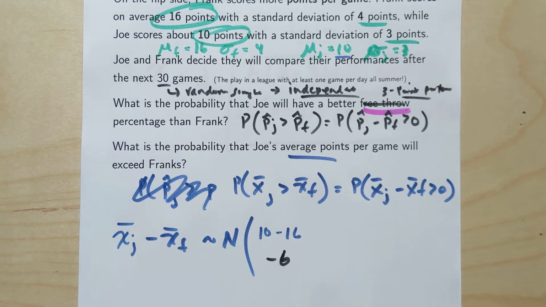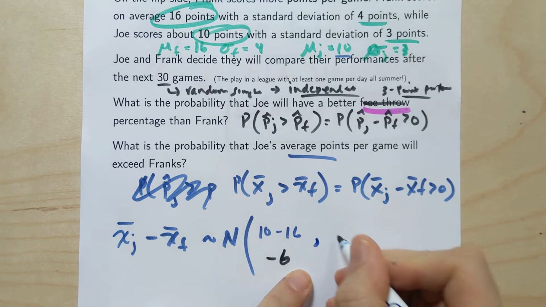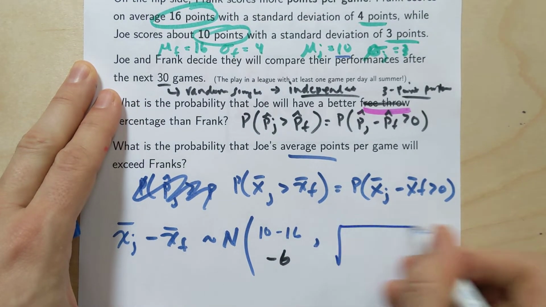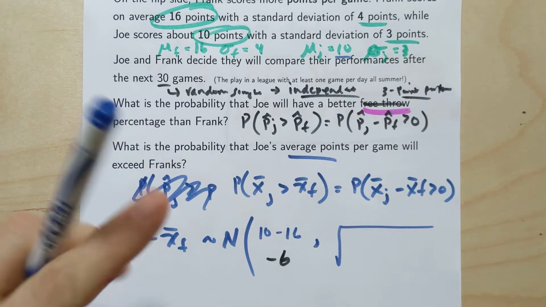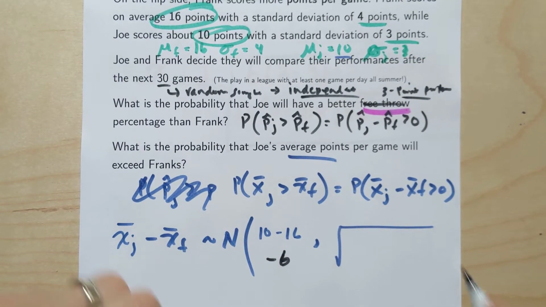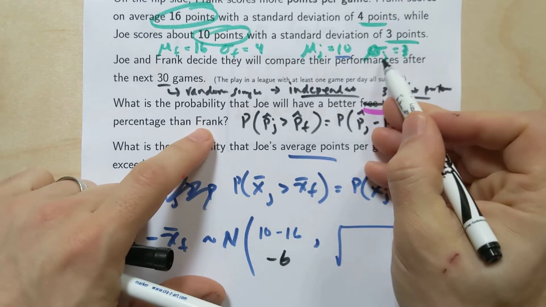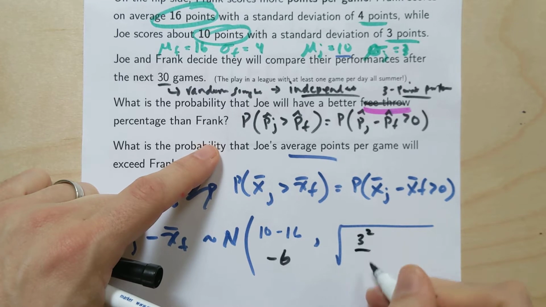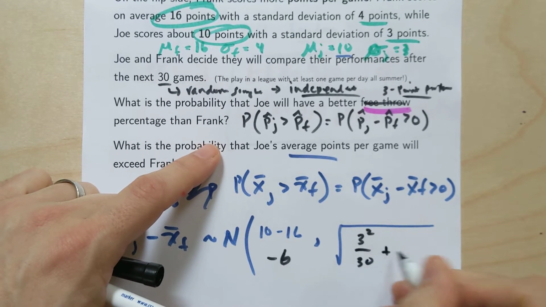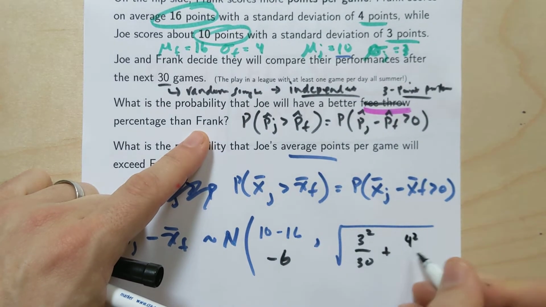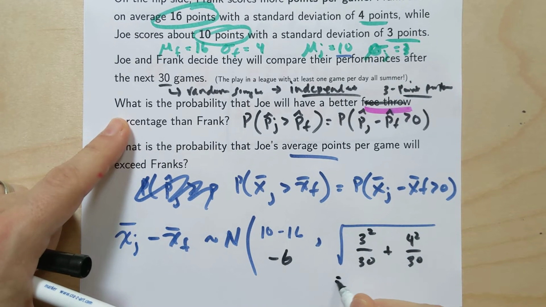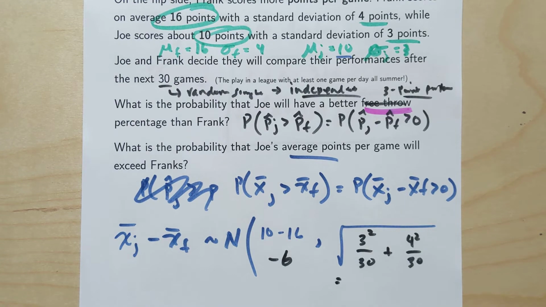Negative 6, right? And then the standard deviation of this guy now is going to be a big square root formula again. But this time, I'm going to take the standard deviation of this guy, and I'm going to square it. So that'll be like 3 squared over 30 plus this guy, 4 squared over 30, kind of like that. And then we'll calculate this guy out and see what the standard deviation ends up being.